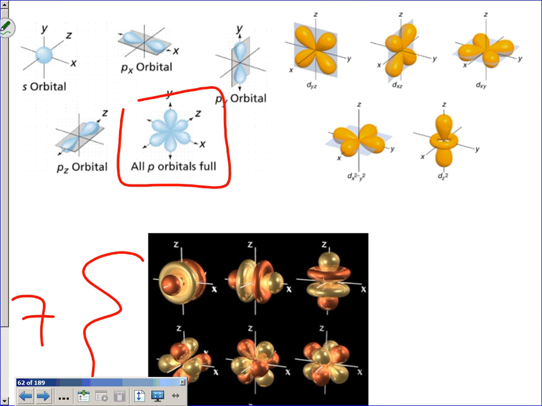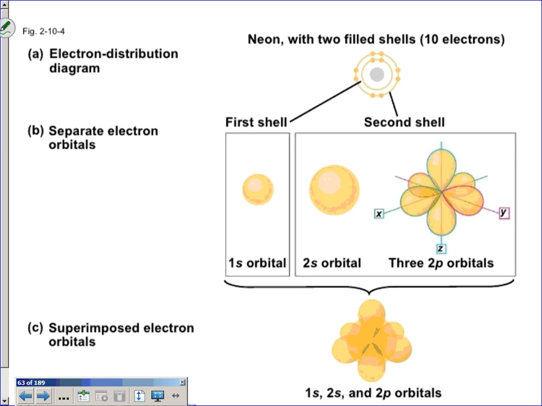You have some good questions. Thank you, guys. Okay, so that's it for the quantum background. But those numbers and letters we're going to use right now.